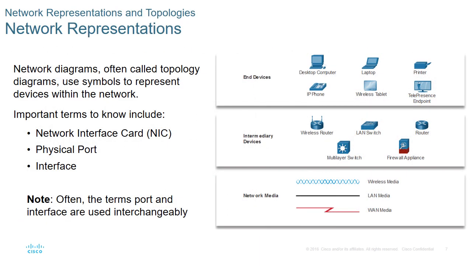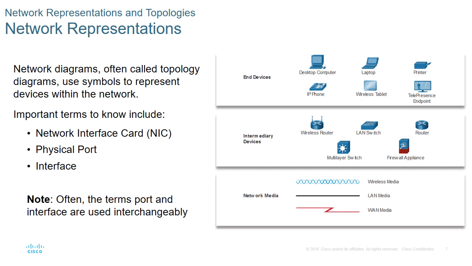Or represent the network like this. We have to use the appropriate symbols to represent the devices within the network. There are different types of end devices given. So if you see here, desktop computer, laptop, printer, and then telepresence and phone, wireless tablet, IP phone. Okay. So these are all the different types of symbols belonging to the end devices.